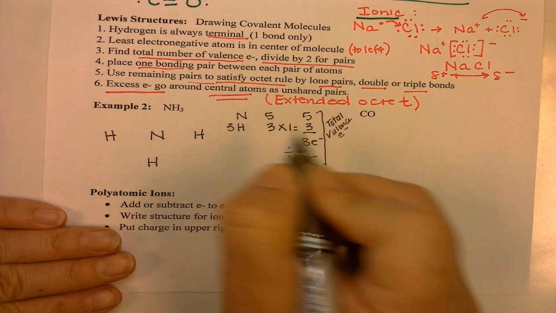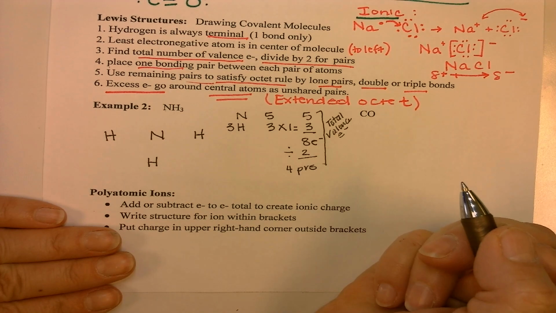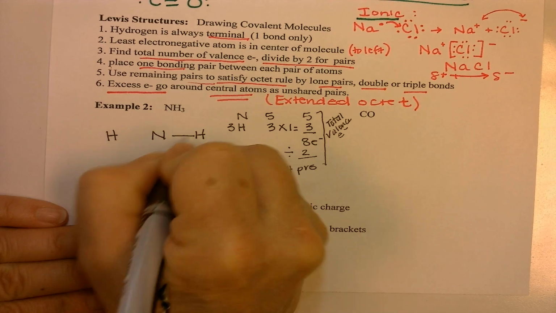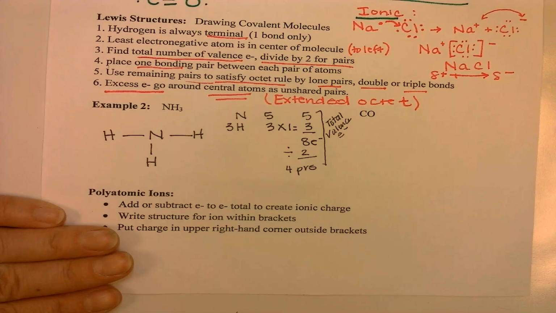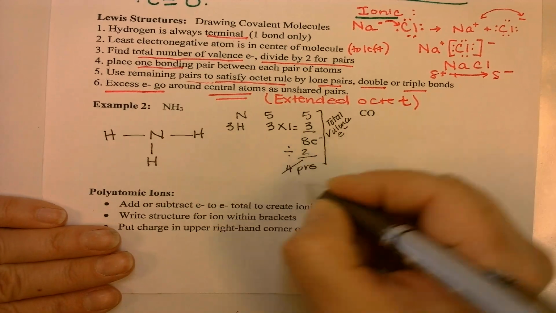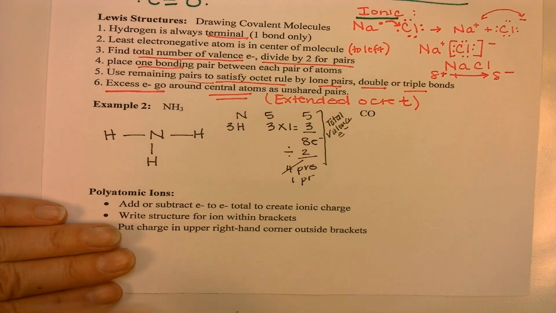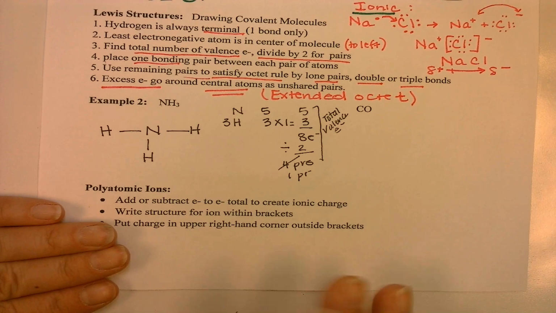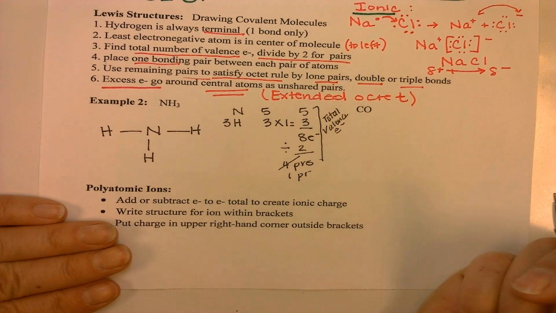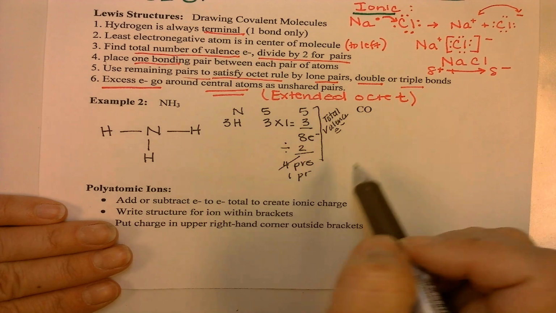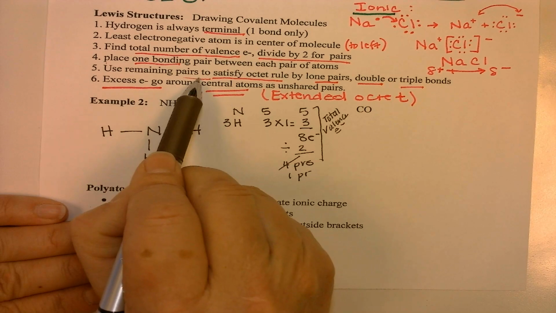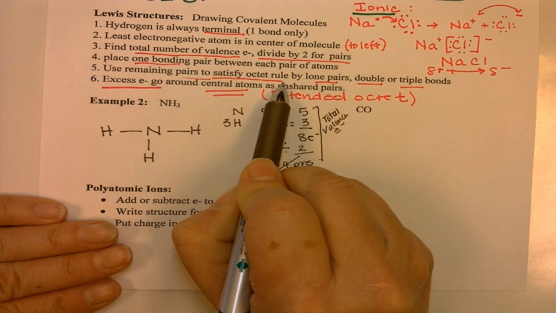All right. So 1 bonding pair between each of the elements. And then I cross this out. I don't have 4 anymore. Now I have 1, because I used 3. Everybody okay? Next, I use the remaining pairs to satisfy the octet rule.